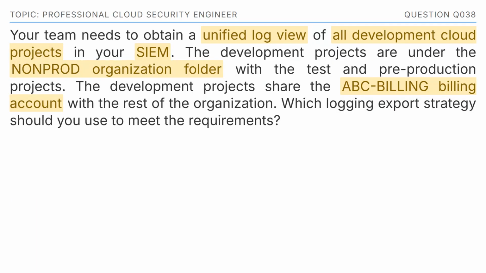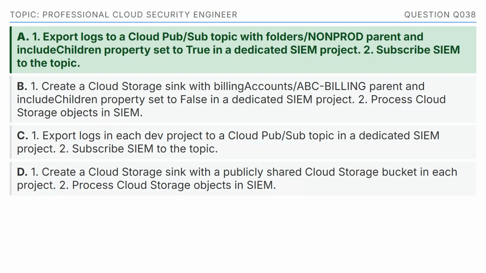To arrive at the correct answer, we focus on the keywords: unified log view, all development cloud projects, CM, non-prod organization folder, ABC billing account. The correct answer is option A, 1. Export logs to a cloud pub/sub topic with folders/non-prod parent and include children property set to true in a dedicated CM project. 2. Subscribe CM to the topic.